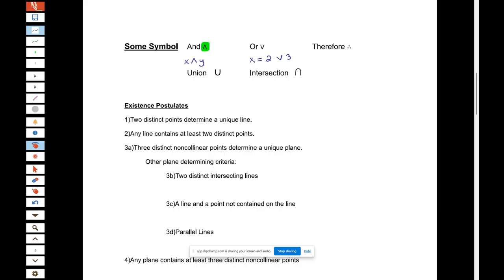Therefore is used to summarize something. You write some statements and you want to say, therefore, what I said is true. You could just write the 3 little dots instead of the word therefore.